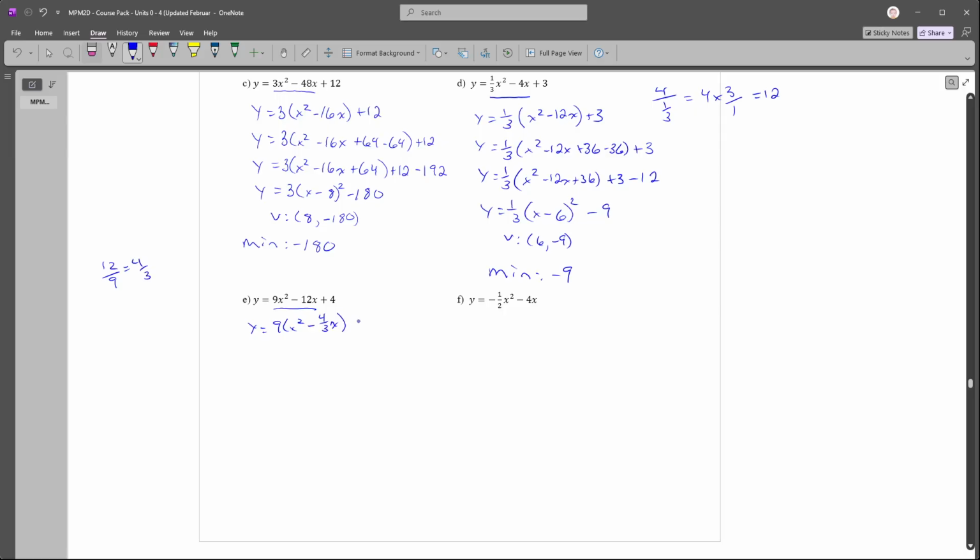And we have plus 4. Now we've got to do a little bit more work. We have to add and subtract our middle term stuff in here. So let's do this. y is equal to 9x squared minus 4/3 x. Now, we need to find half of 4/3. How do we get half of 4/3?